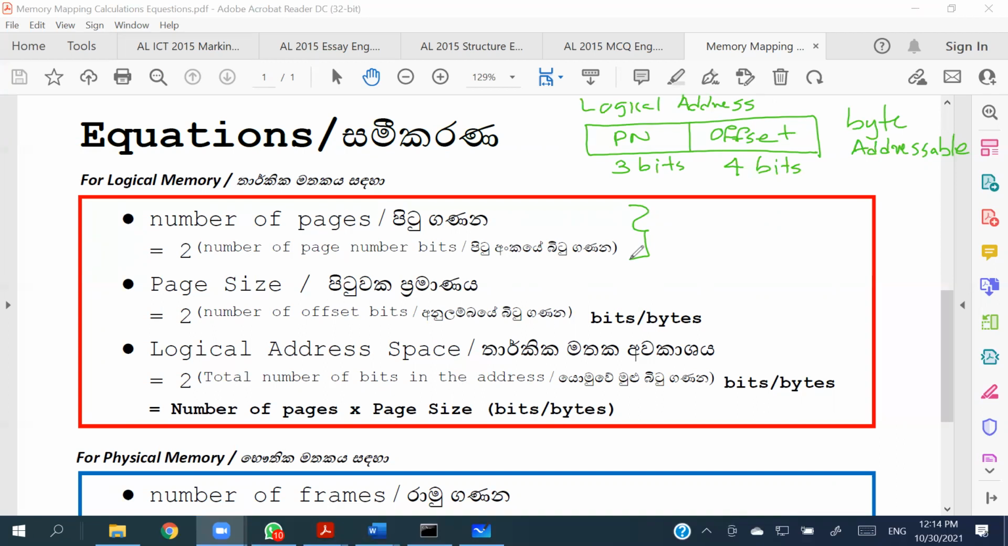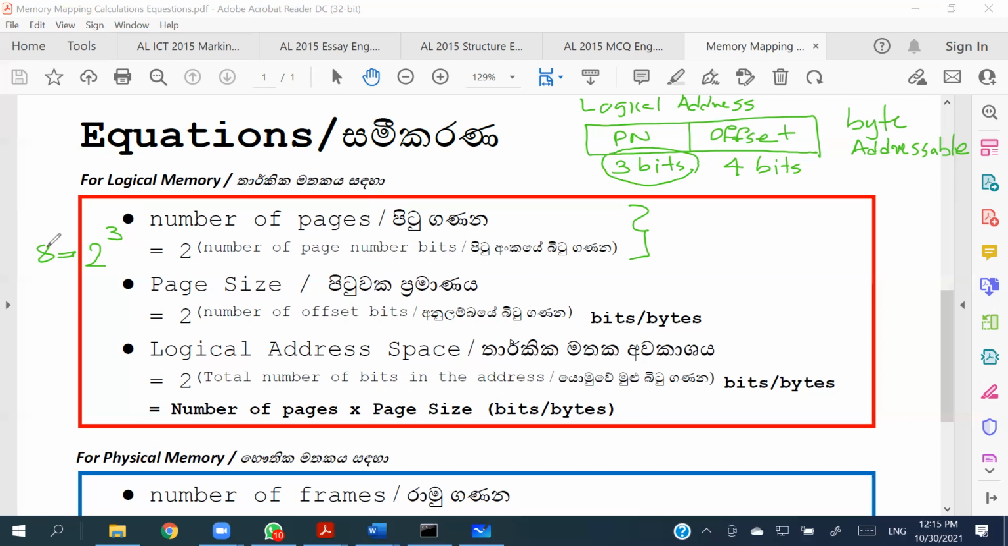How many pages are there in the logical memory? Yes, Divyangana, that's correct. Osanda, that is correct. Right, very good. So how are we going to determine that? We take the number of bits in the page number, which is 3, and we find the value of 2 to the power 3. Why are we finding 2 to the power 3? The number of pages can be determined by taking the number of bits in the page number as the power of 2. So 2 to the power 3 is 8.